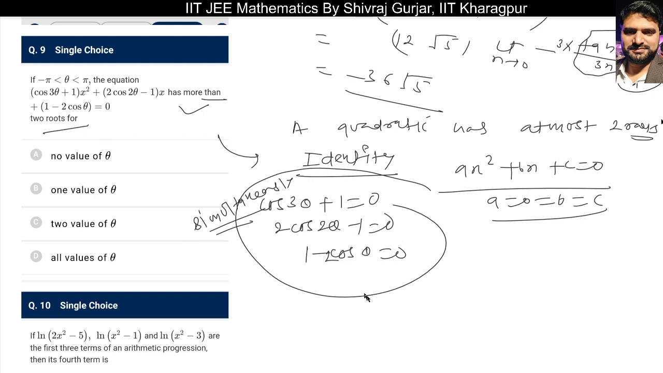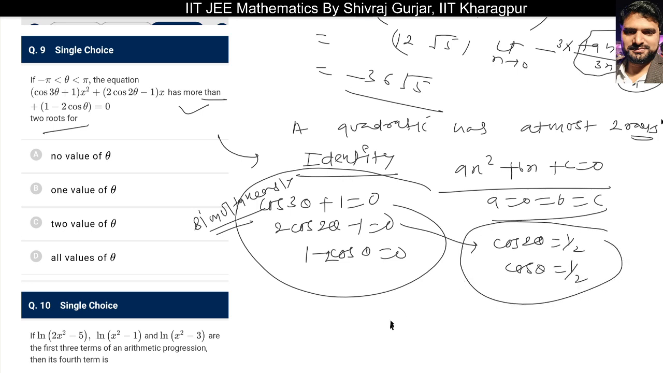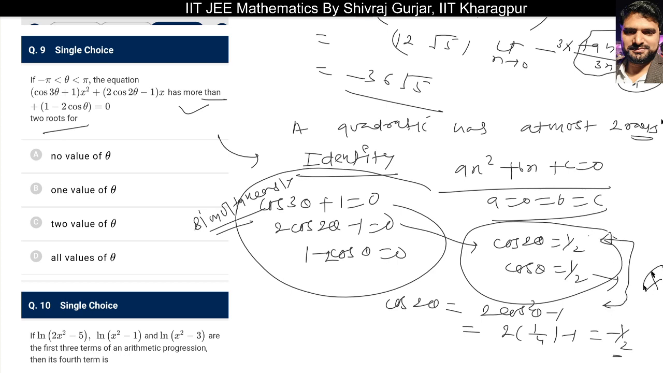Okay, so let us see. From here we have cos 2 theta is half and from here we have cos theta is half. Cos 2 theta we know is equal to 2 cos square theta minus 1. So if we use this, 2 times 1 by 4 minus 1 is minus half. Cos 2 theta comes to minus half, but it is half as per this identity. So that results in absurdity. So there is no such theta. I hope this is clear.